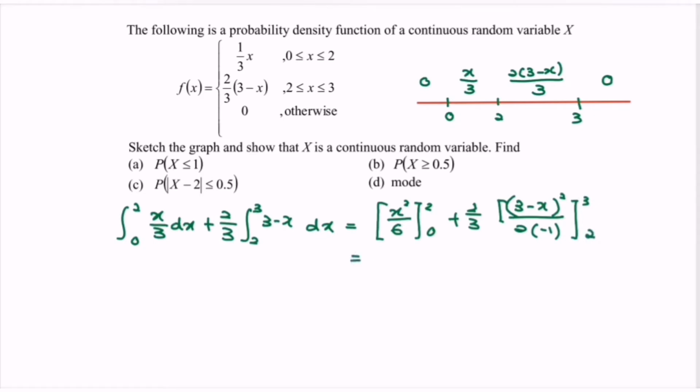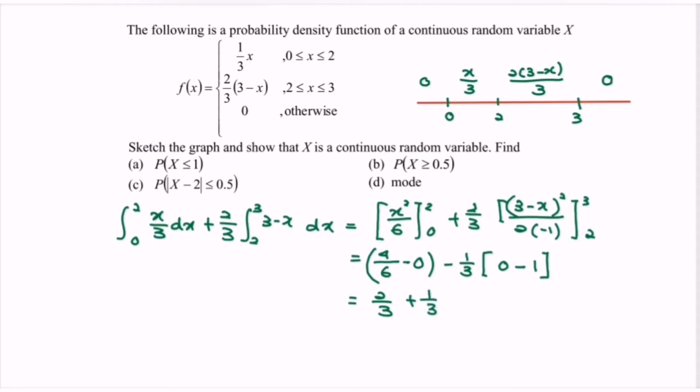Next, substitute the value where we have 4 over 6 minus 0 minus 1 over 3 where we have bracket. Kindly substitute the 3 and we will obtain 0 minus, if we substitute 2 and we will have 1. Simplify the situation where we have 2 over 3 plus with 1 over 3.